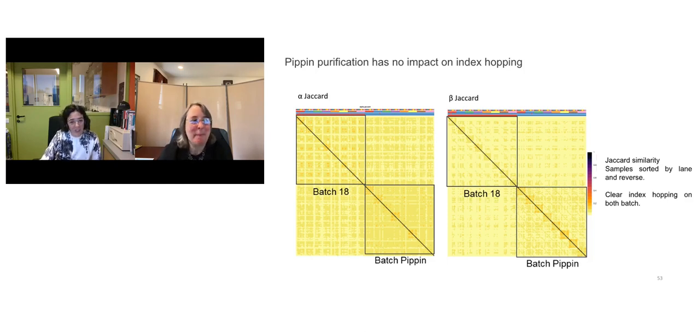Here it's on the TCR, but I'm sure we would get the same on the BCR. We computed the Jaccard index, which is just comparing the similarity of the composition of your repertoires for the alpha chain and the beta chain that were amplified simultaneously. Batch 18 means the series of samples that were not purified with the Pippin Prep, and batch Pippin, the one that was purified with the Pippin Prep.